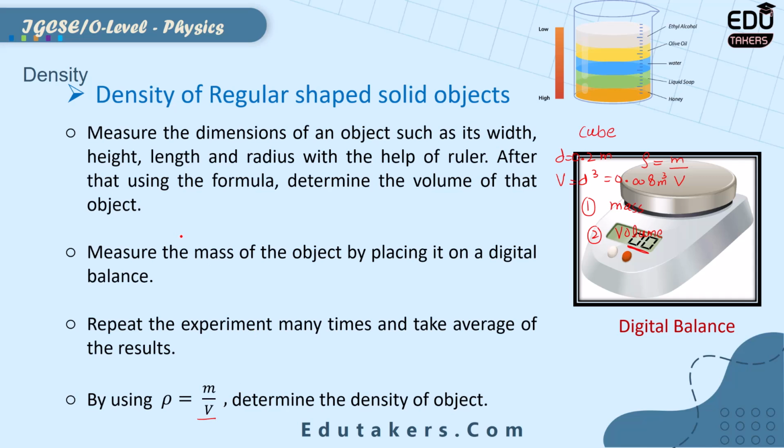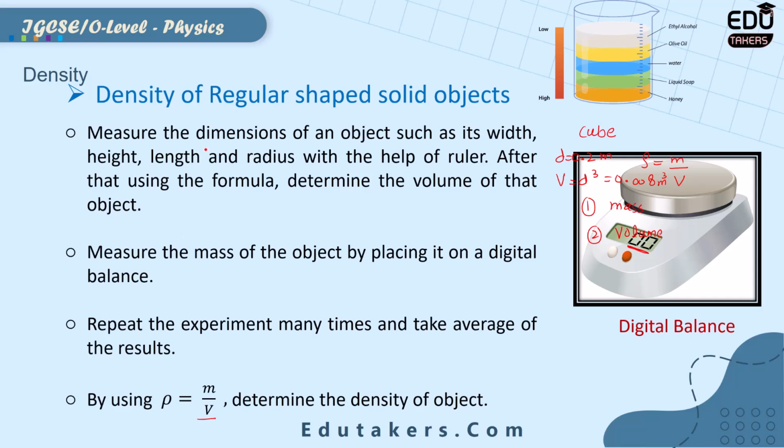So, in short, I can simply say that when you have to find out the density of a regular shaped solid object, first of all, you need to calculate the volume, which you can easily calculate by measuring the dimensions of that object and then using the formula of the volume. Secondly, you have to find out the mass of that object by placing it on a digital balance. And the third step is to repeat this experiment again and again and take the average of the result. Then use the formula of the density to find out the density of that object.